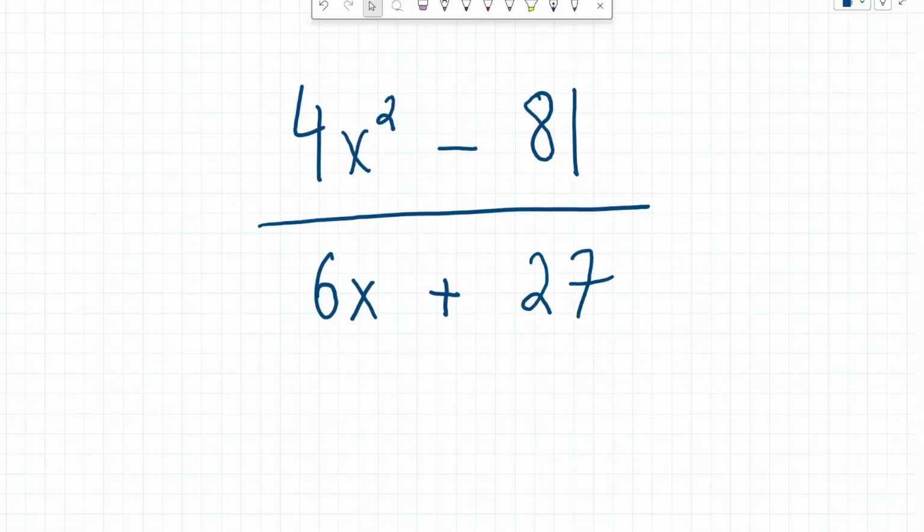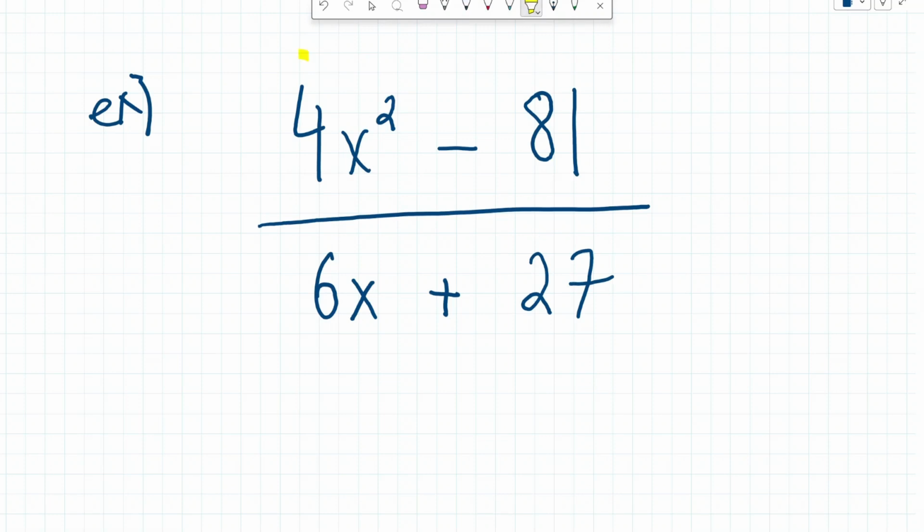Let's look at this example right over here. We have 4x squared minus 81 divided by 6x plus 27. The first thing that we always want to do when we simplify rational expressions is to factor it. Let's see what we can do here.